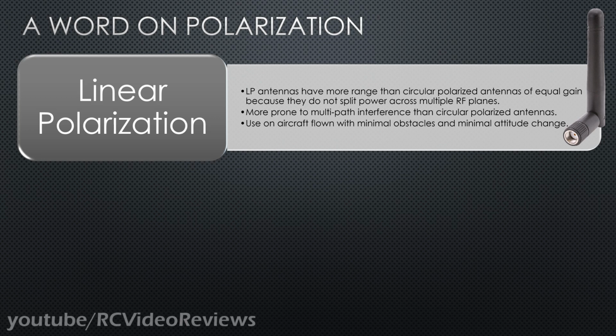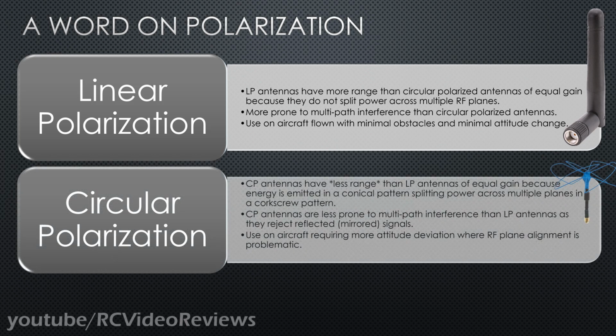When you have a circular polarized antenna, it's got to split its read power across multiple planes in a corkscrew pattern. On the other hand, though, linear polarized antennas are more prone to multipath interference than a circular polarized antenna, and you should only use them on aircraft with minimal obstacles and minimal attitude changes. CP antennas have less effective range than LP antennas of equal gain because their energy is split across multiple planes.